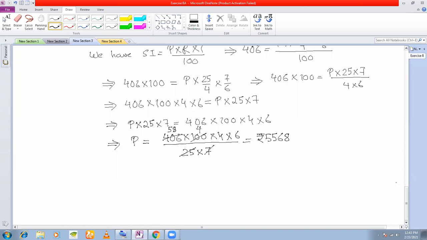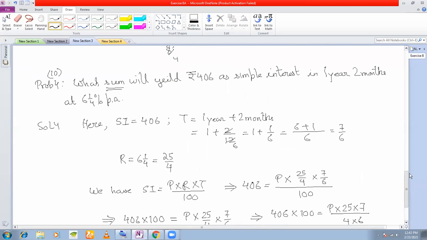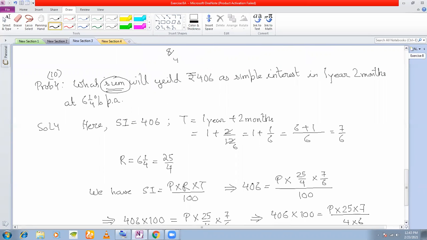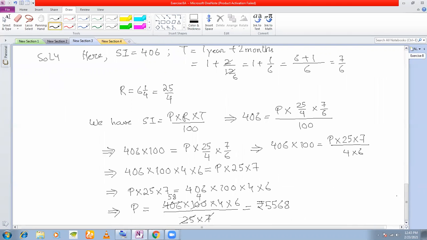Okay, we only want to find out the sum here. If you see, the question is what sum. So we are only concerned with the principal. We don't need to find out the amount. Later, if the question is to find out the amount, then you will add the simple interest to find the amount. Is it clear? Yes, sir. Fine. So here the question was only to find out the sum.